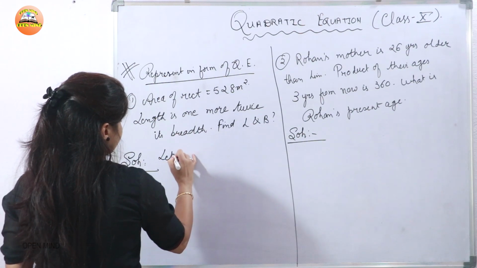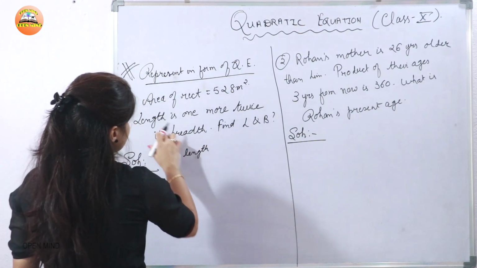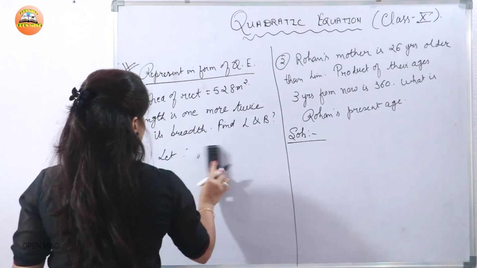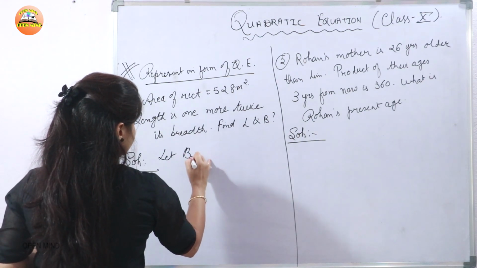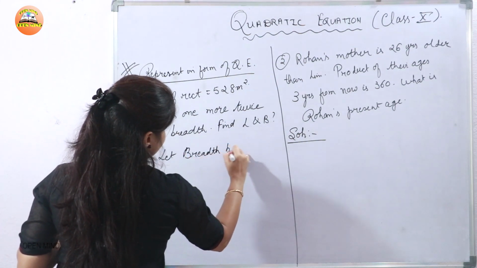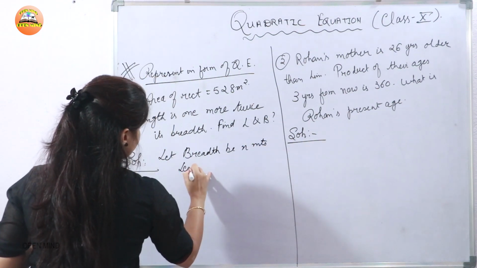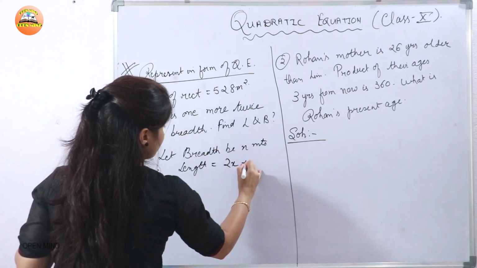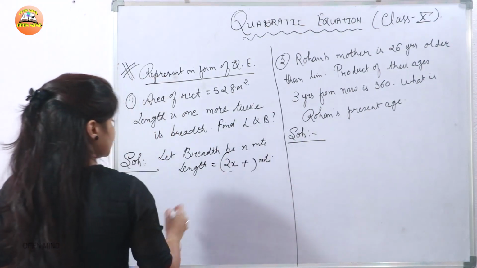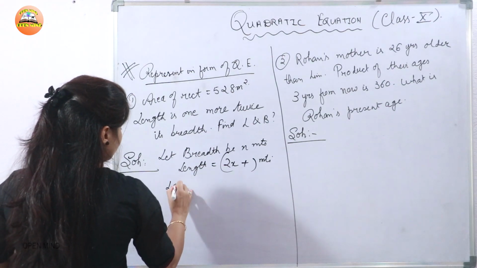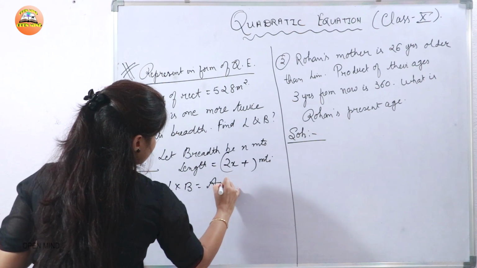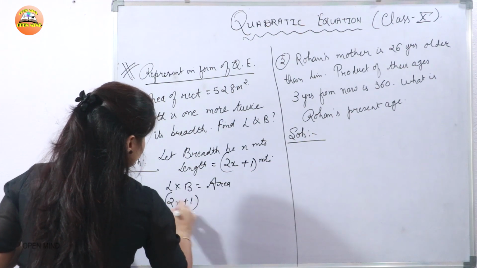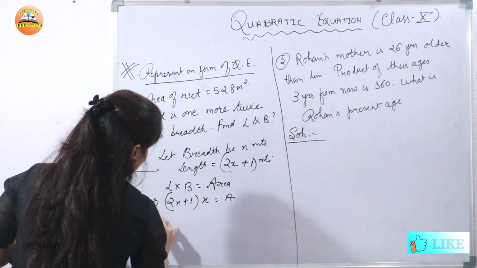The length is 1 more than twice its breadth. So let the breadth be x meters. What will be the length? Length is twice, twice means 2x, plus 1 more. So 2x plus 1 meters. Now according to the given conditions, we know length into breadth of a rectangle is equal to area. So this implies (2x plus 1) into x is equal to the area of the rectangle.